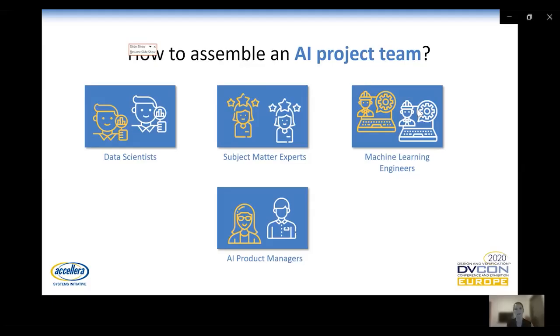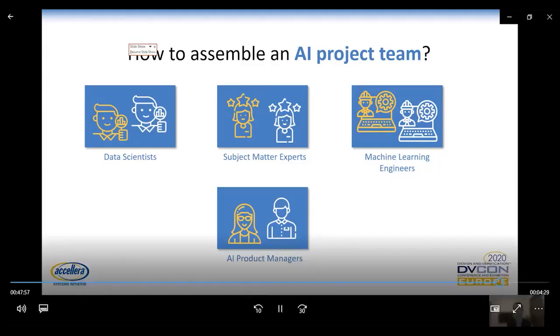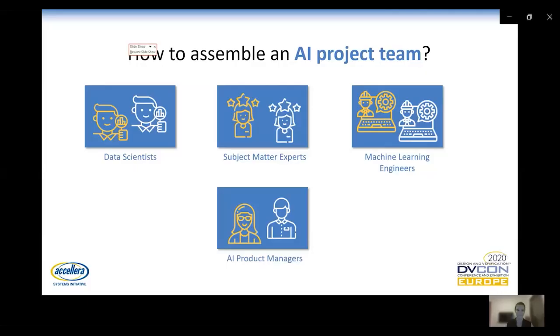Last but not least, there are the product managers that know how to orchestrate all of those different functions, being able to articulate what the business requirements are, how the project is going to be implemented, being able to talk with all of the different players, and these are the AI product managers.